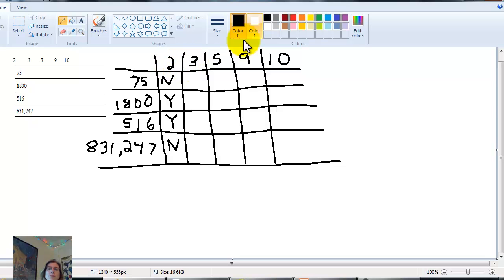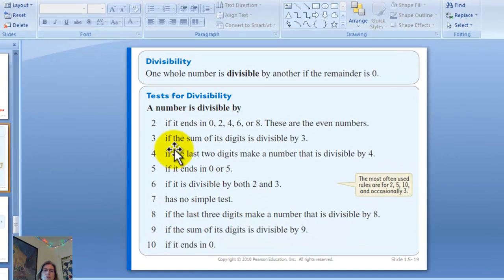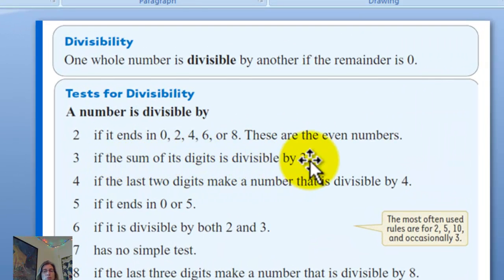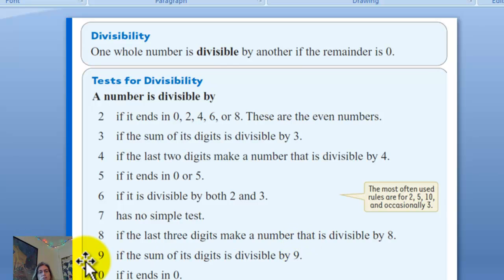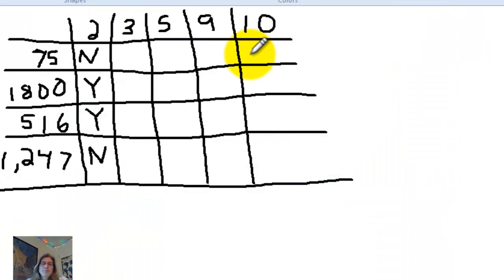Okay, so divisibility by 3. Similar rule to 9. So we'll look at 3 and 9 at the same time, and we'll take a look at that rule. If the sum of the digits is divisible by 3, then it's divisible by 3. If the sum of the digits is divisible by 9, then it's divisible by 9. So the sum of the digits, meaning you add the digits of the whole number. So we'll look at doing that.